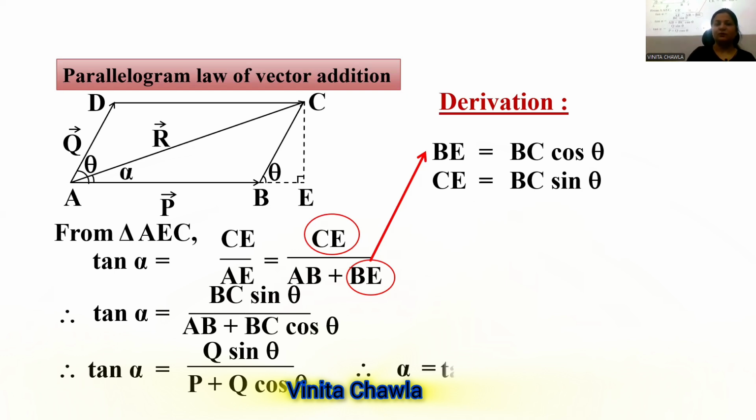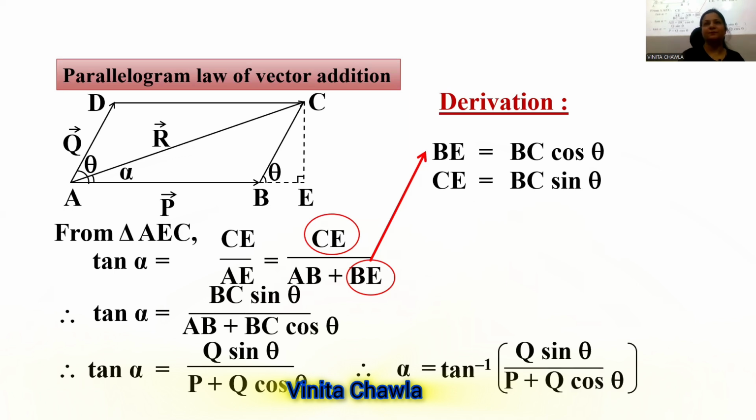So we can write alpha as tan inverse of Q sin theta upon P plus Q cos theta. Alpha is the angle between the resultant vector and one of the given vectors, and theta is the angle between the two given vectors that we have.